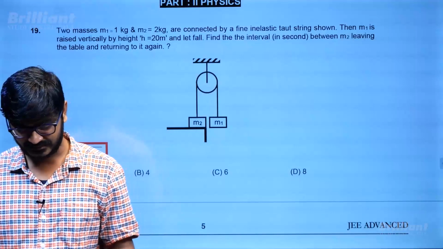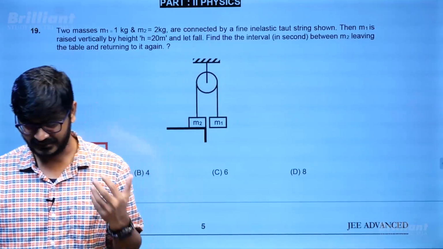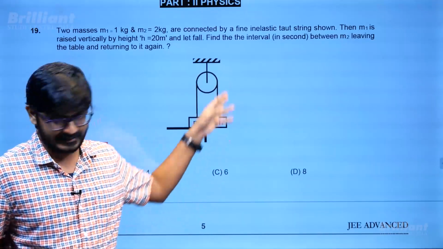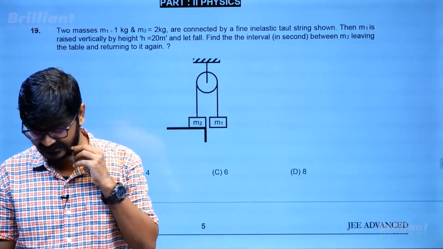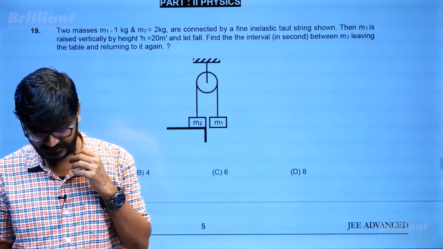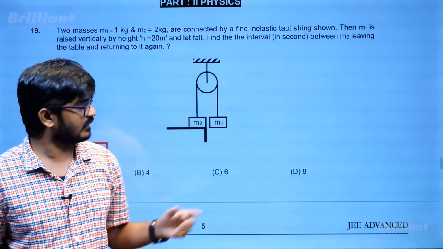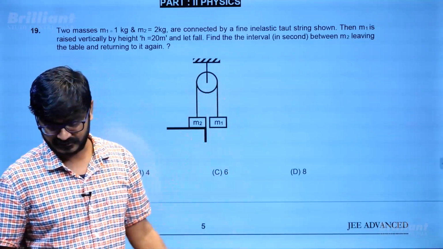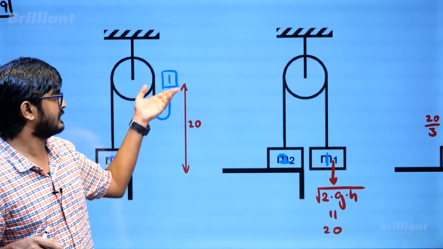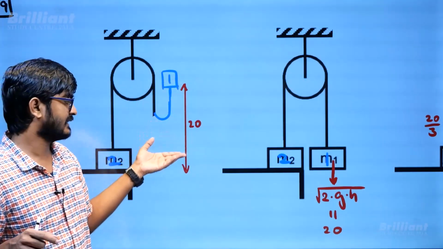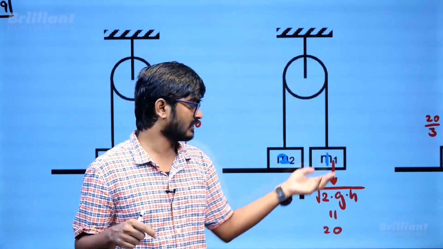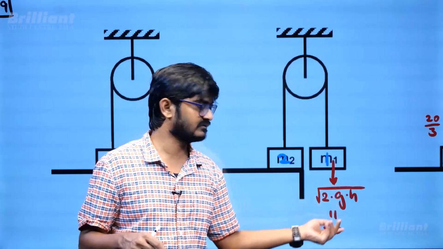Two masses m1 1 kg and m2 2 kg are connected by a fine inelastic taut string as shown. The m1 is raised vertically by height 20 meter and let it fall. What is the time interval between m2 leaving the table and returning to it again? So what is happening? You are lifting it and you are dropping it. So it looks like this. What will happen? It will gain kinetic energy. So just before the string becoming taut, what will be its velocity? Root of 2gh, which will be 20.